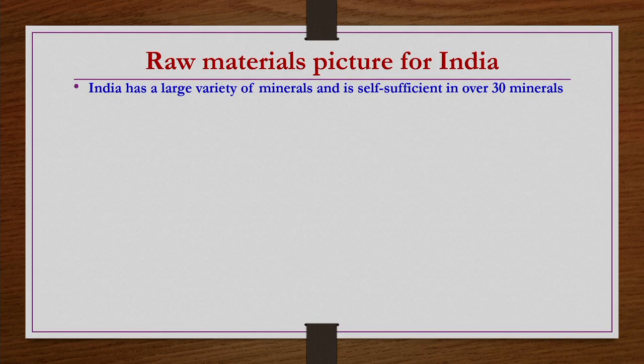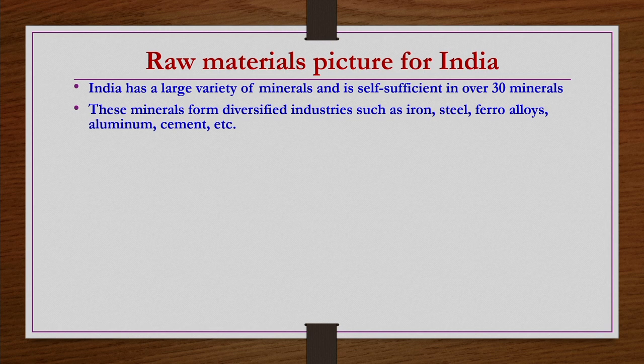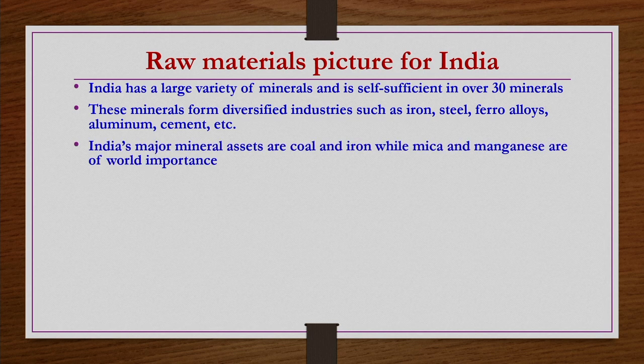Then coming to the raw materials picture for India, we are a country where natural resources are very huge, so obviously it is expected that our raw material resources are huge. India has a large variety of minerals, and it is self-sufficient in over 30 minerals. These minerals are used for production of several types of chemicals. So it's a huge number. These minerals form diversified industries such as iron, steel, ferroalloys, aluminum, cement, etc. India's major mineral assets are coal and iron, while mica and manganese are of world importance.